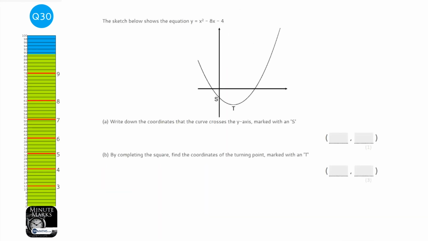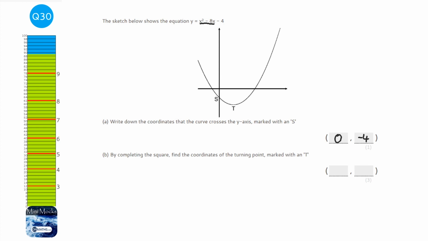Okay, the first question asks us to find the y-intercept. Now, at the y-intercept, x is 0. So if you have a look at our equation, these two will be wiped out because anything times 0 is 0. And we're just left with y equals minus 4. So x is going to be 0 and y is going to be minus 4. So that's nice and easy. And basically, whenever you just have a number in an equation, the y-intercept is that number. So it's going to be minus 4.